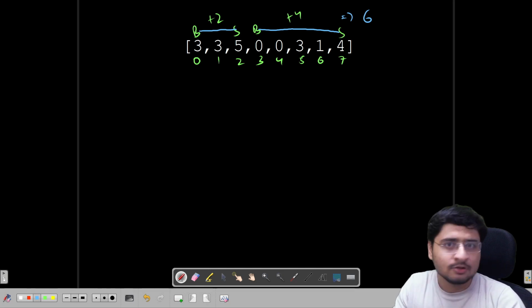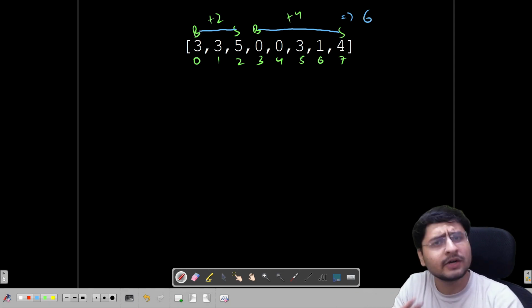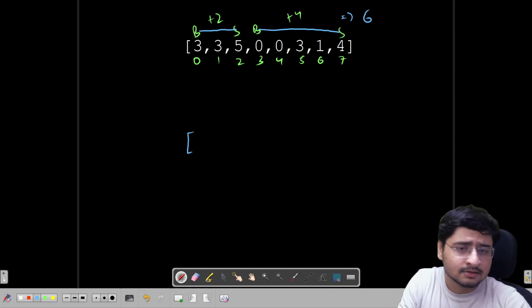So the question is pretty straightforward. You are given a prices array. You are only allowed to do at most two transactions. I can also do one transaction if that is the case, right? Let's say there is an array like this.